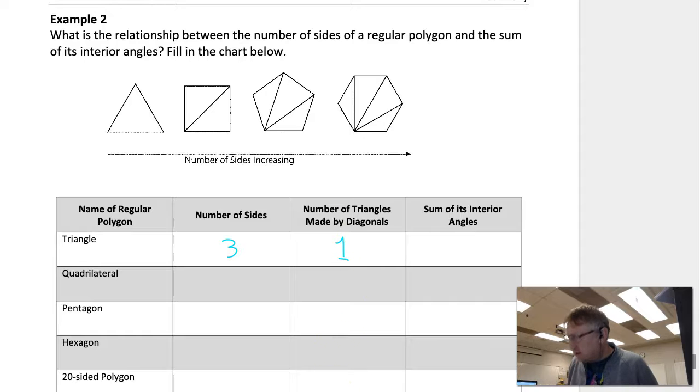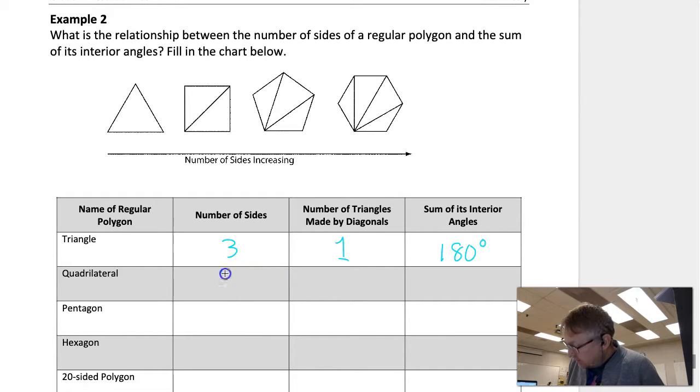How many triangles can you make in a triangle? The answer is 1, because it's a triangle. That's all there is. It's not more complicated than that. What do the angles in a triangle add up to? Yep, they still add up to 180. We've played this game before.